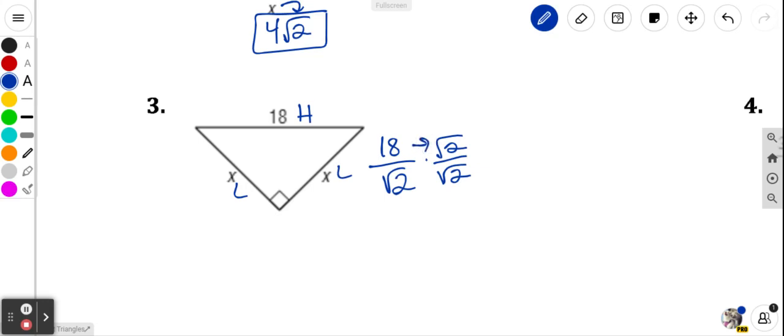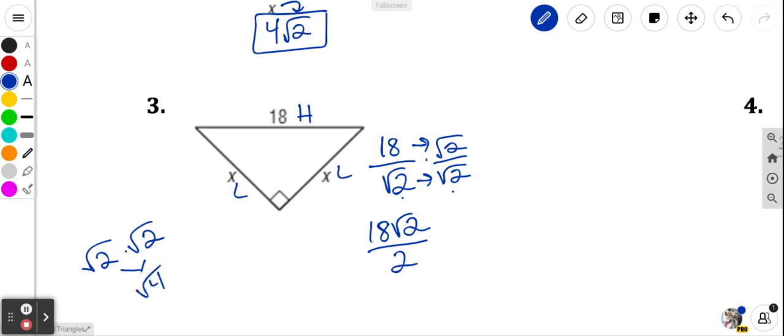So then you multiply across. So then I have 18 radical 2. And then radical 2 times radical 2 is 2. And if you don't understand why that is, you can work it off to the side. Radical 2 times radical 2 is radical 4. And then what is the square root of 4? 2. So it's just a plain 2. So I have 18 radical 2 over 2. The 18 and the 2 can reduce, and so I have 9 radical 2 as my final answer for x. So that's the leg. And they're both 9 radical 2.